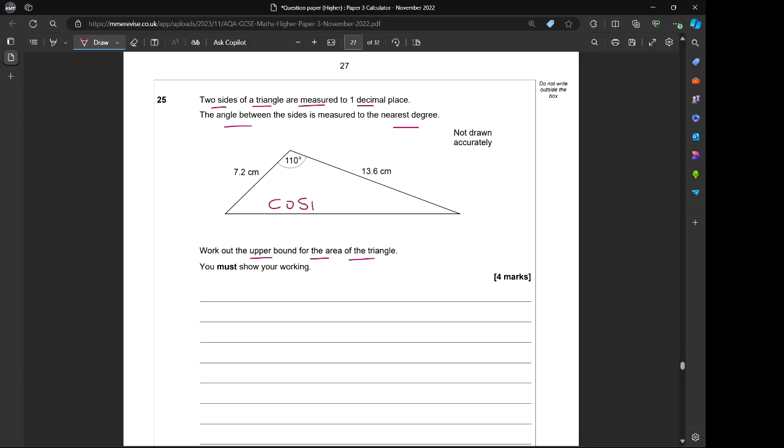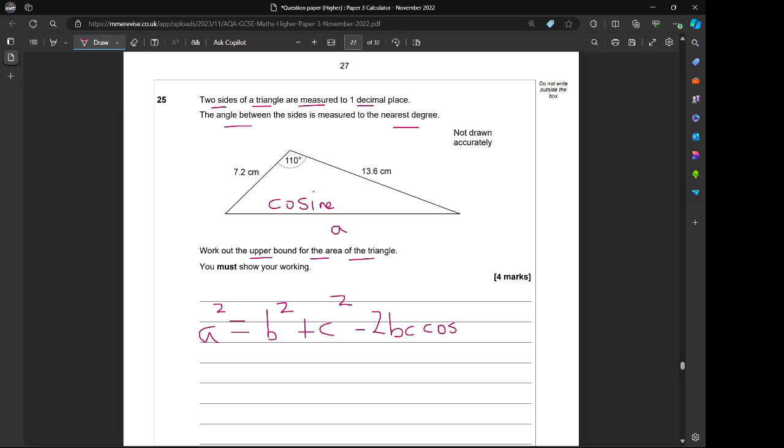Now, the cosine rule states that the third side, so I'll call this A, we're going to have A squared equals B squared plus C squared minus 2BC cos A. Now, here's the key. We want this to be the biggest possible answer.